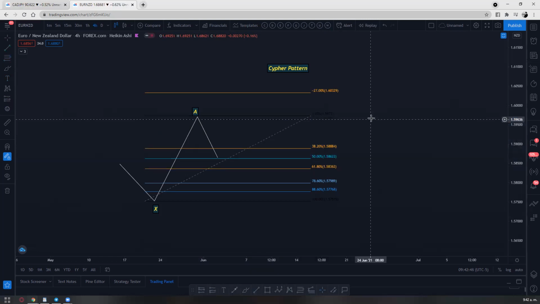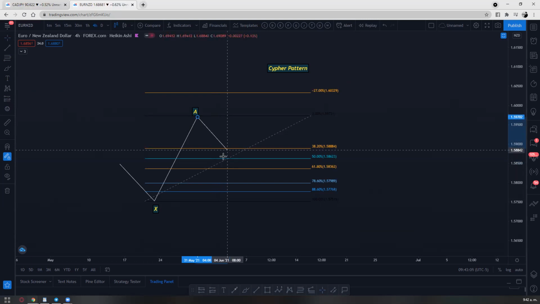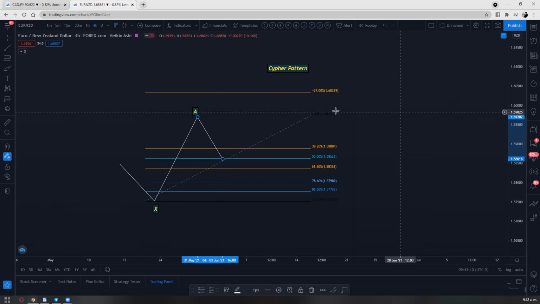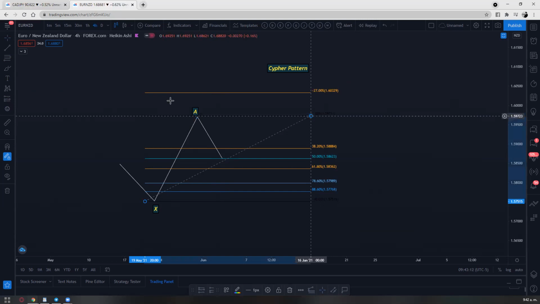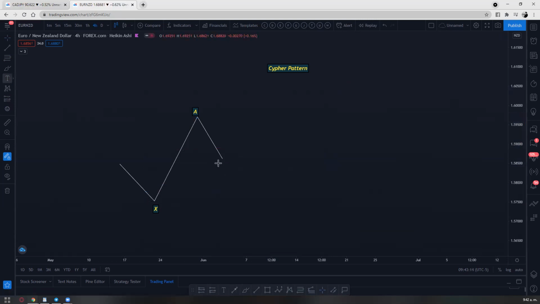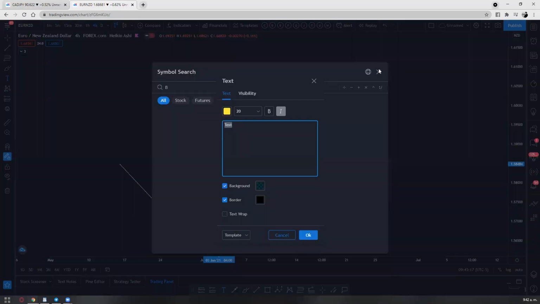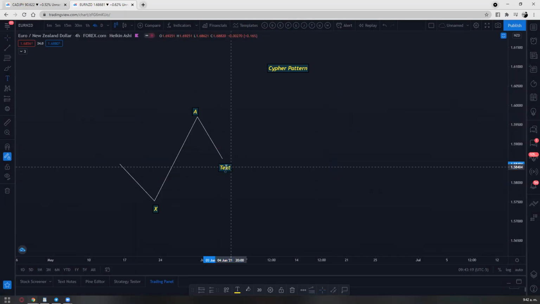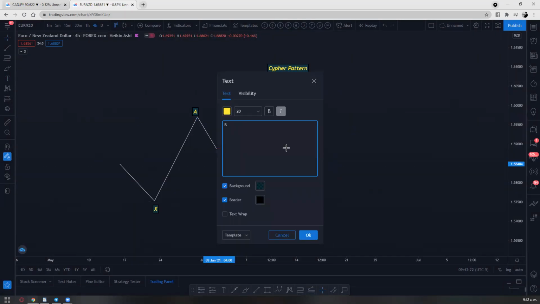And the price should come, let me take a look in here. It can bounce anywhere in this area, 38.2, 50, or 61.8. Anywhere in this zone, the golden zone basically. So let's suppose it's reaching that point on the 50. That's going to be our B point.